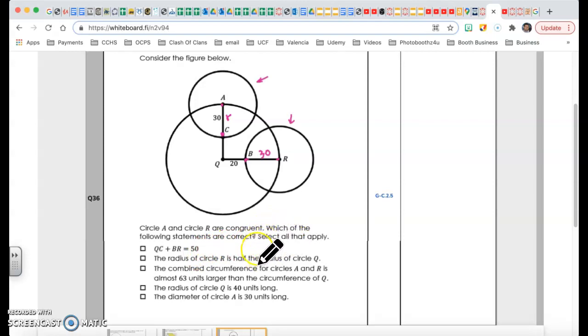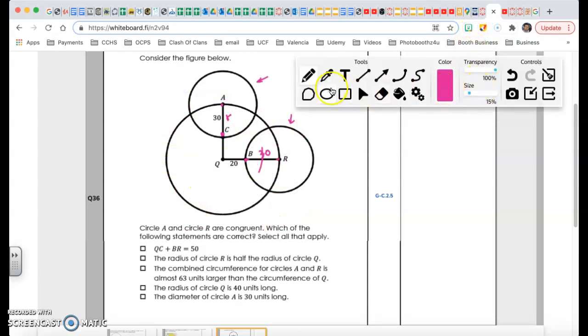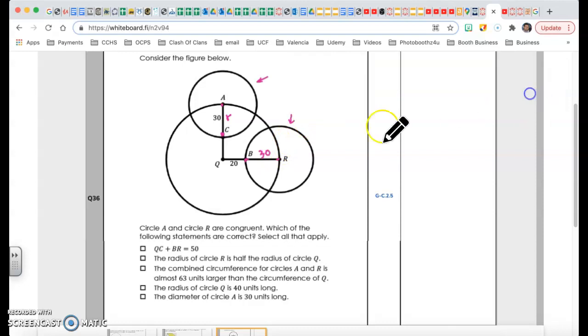So, first of all, guys, the big circle is going through the center of both circles. Circle Q is going through the center of both circles.